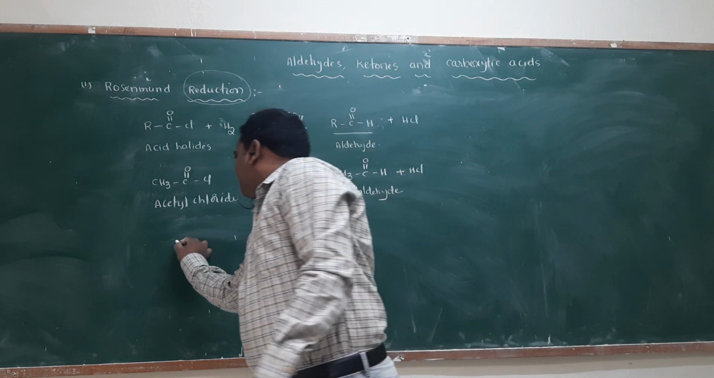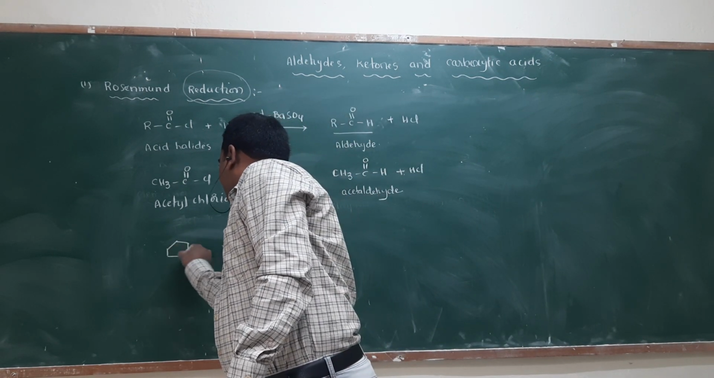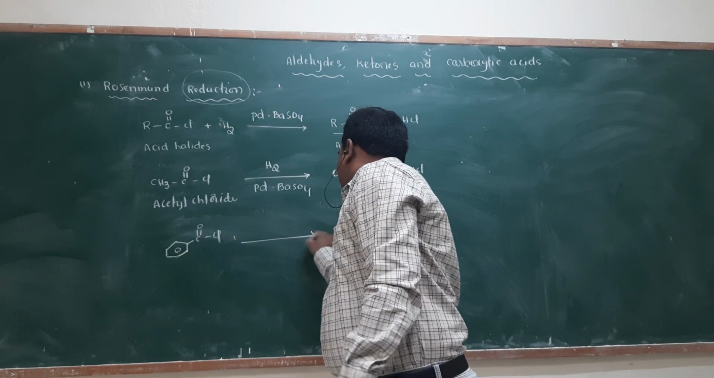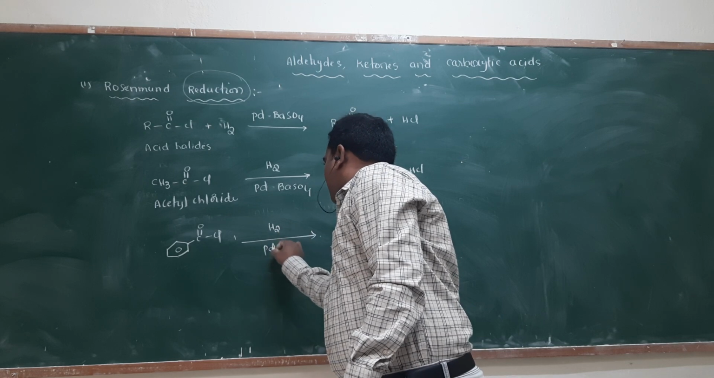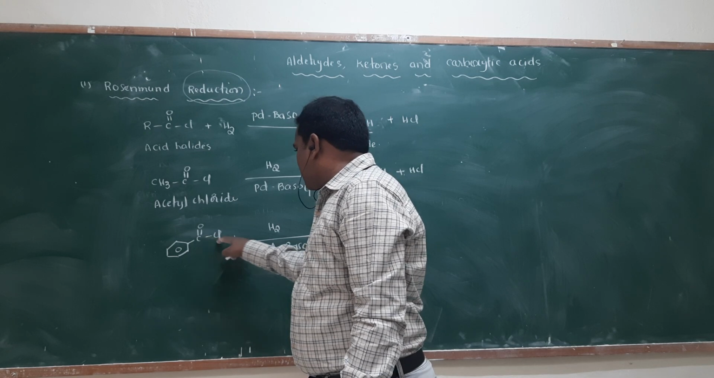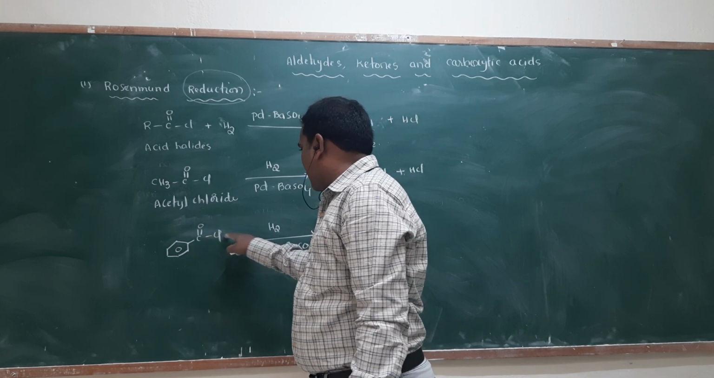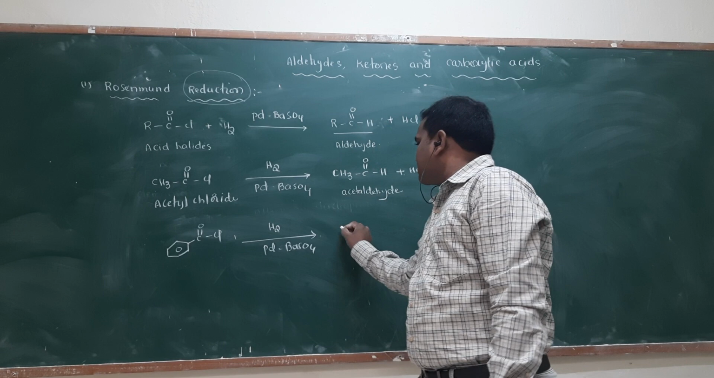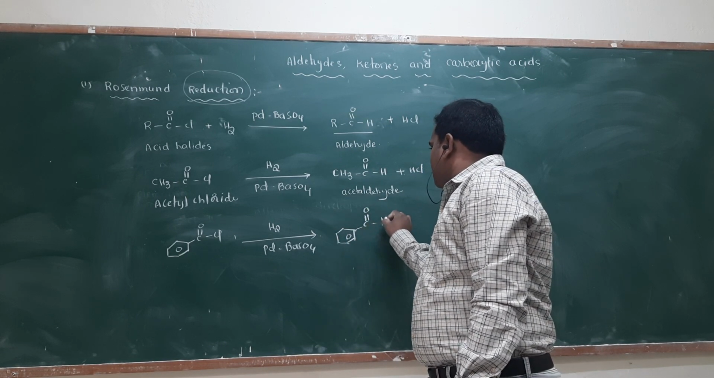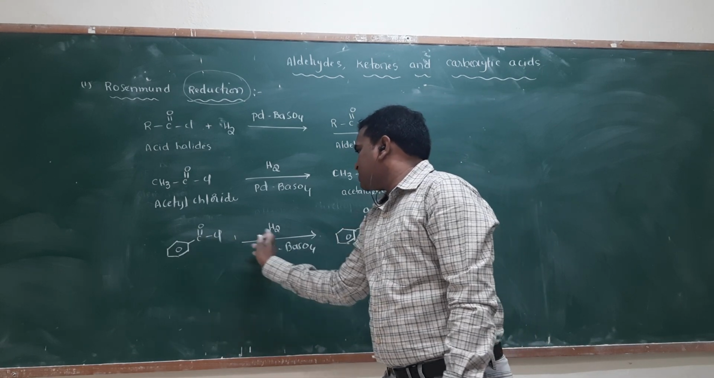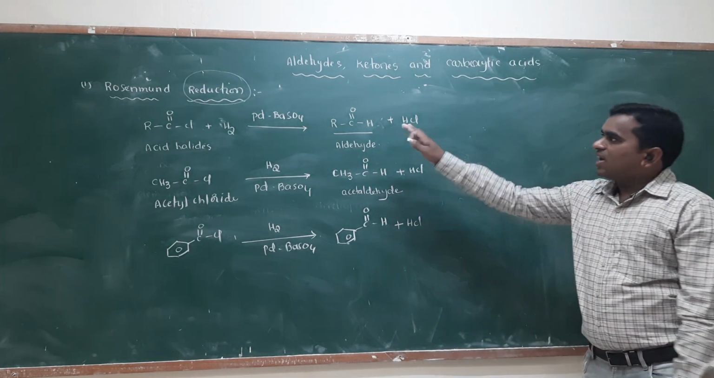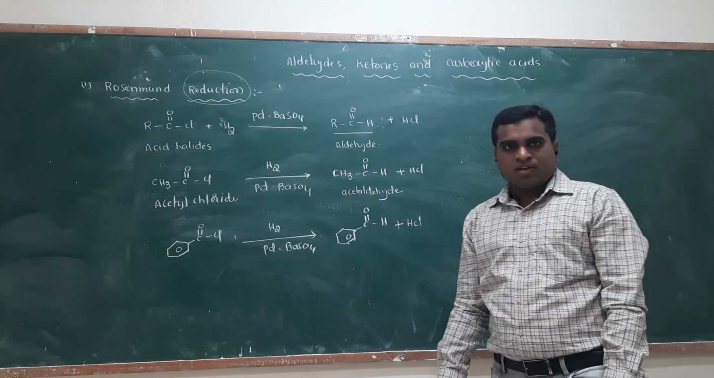In the same way, if you take benzoyl chloride and the reaction with H2, palladium BaSO4. Simple. What is the reaction? How to write? Remove this chlorine, add one hydrogen here, and the H and Cl will be released as HCl. This we will call benzaldehyde. Chlorine is substituted by hydrogen. Then we will get this. This reaction we will call the Rosenmund reaction.